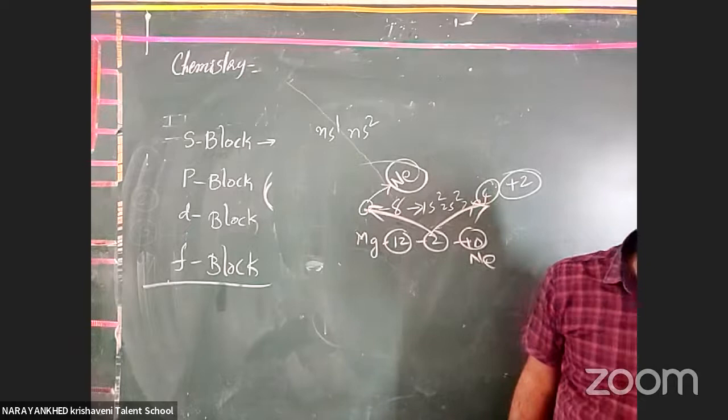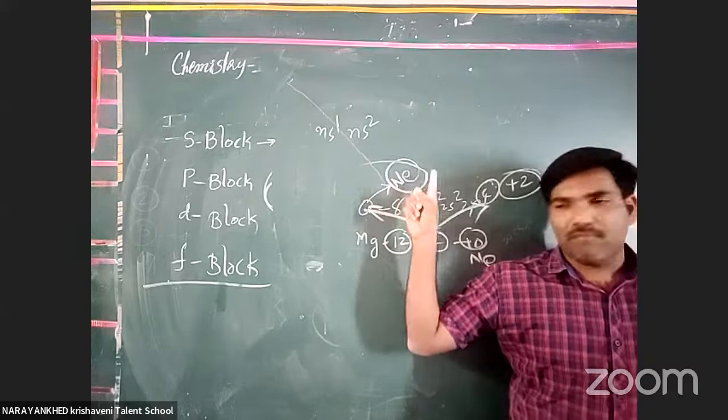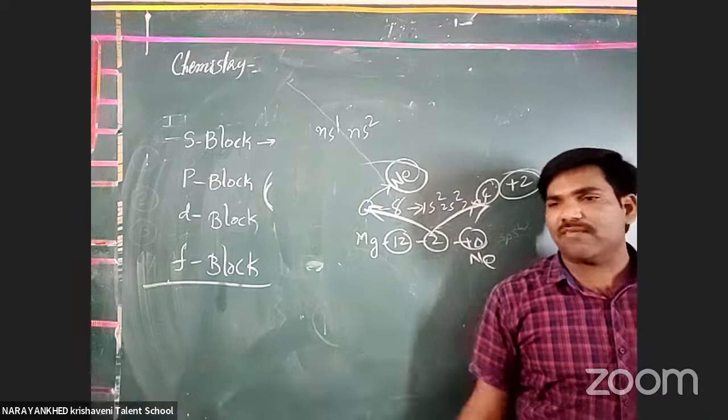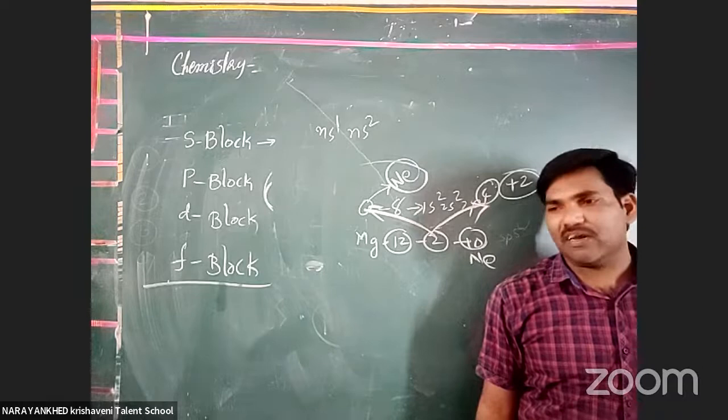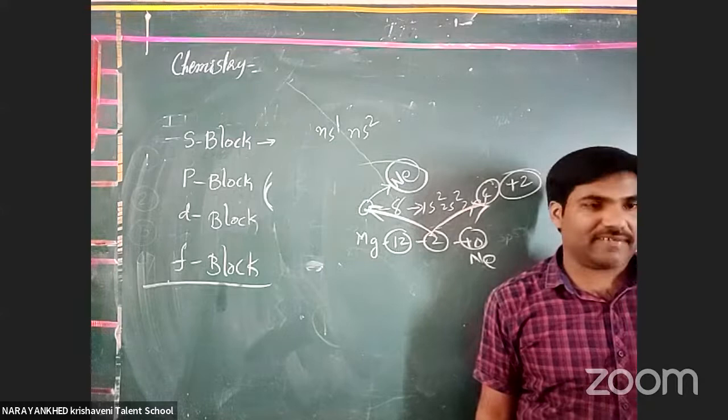Next, generally they form ionic salts with non-metals. Already we discussed how ionic salts are formed with non-metals. Sodium combined with chlorine forms sodium chloride. Magnesium combined with chlorine forms magnesium chloride. Clear or not? Chlorine is what? A non-metal substance. Chlorine, bromine, iodine, sulfur, oxygen, nitrogen, these are all non-metal substances. They are mixed with non-metal substances and form salts. What is formed? S-block elements are.